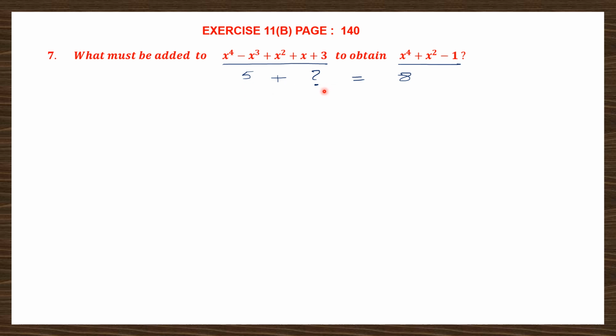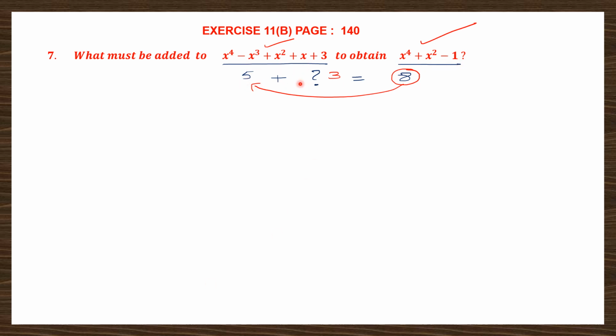So what should I add to 5 to get 8? Now this you know easily. 5 plus 3 will get you 8. Now how did you get this 3? Suppose I write 3 here instead of question mark, I get 3, because 5 plus 3 is 8. How did we get that 3? By subtracting 8 minus 5. That means we write 8 first, that means this has to be written first, and then subtract this from this term.